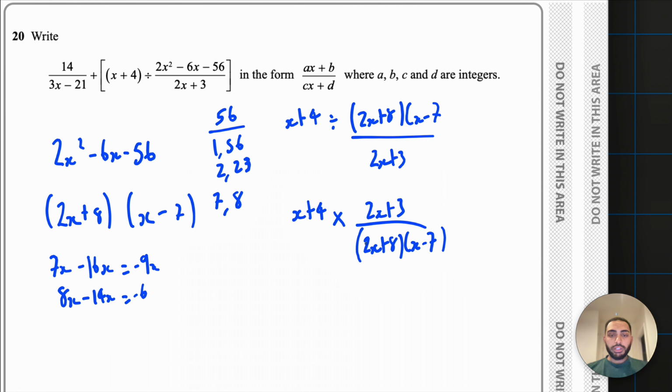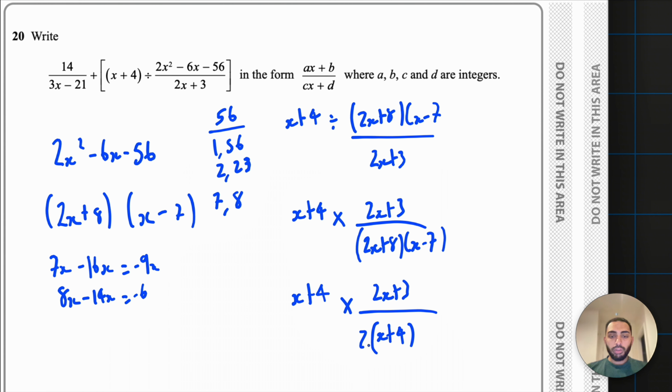Whenever I'm multiplying fractions, I look to see if I can cross cancel. So I'm looking at this one and I'm looking at this one. I can see x plus 4 is also a factor of 2x plus 8. So I'm going to pull out x plus 4. So x plus 4 multiplied by 2x plus 3 over, and I'm going to pull out x plus 4 from here.